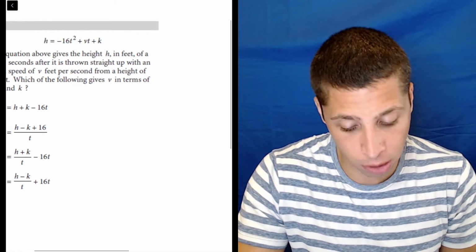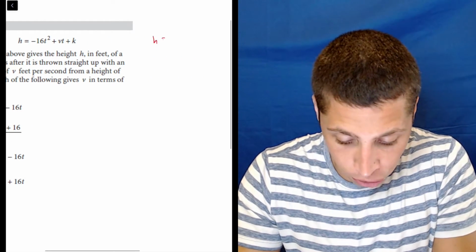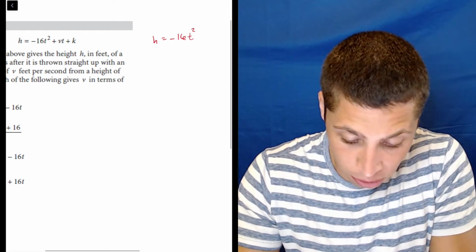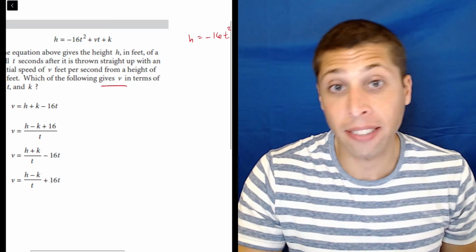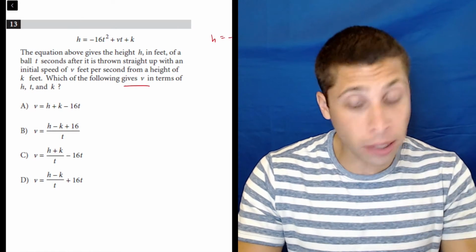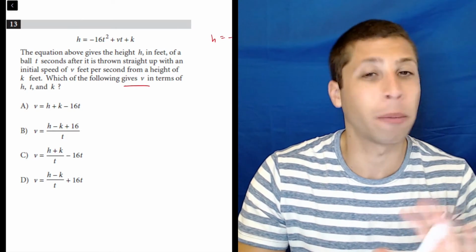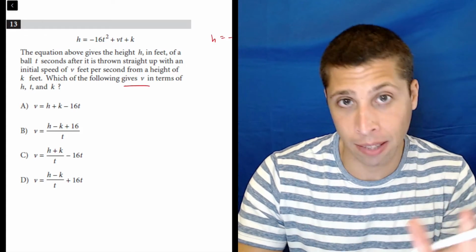So I'm just going to take this equation, h equals negative 16t squared plus vt plus k. And our goal is to isolate v. And the answer choices make that really clear. So yeah, there's a whole story here, but it doesn't matter. We're rearranging a formula. That's it.